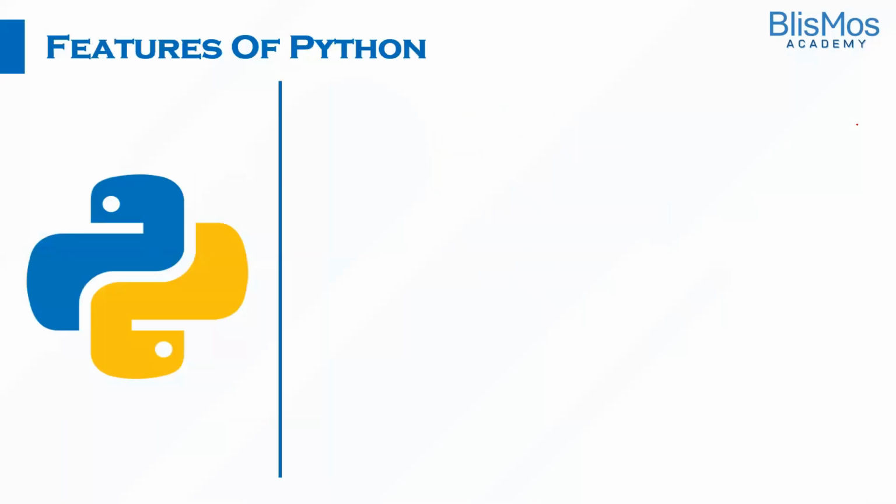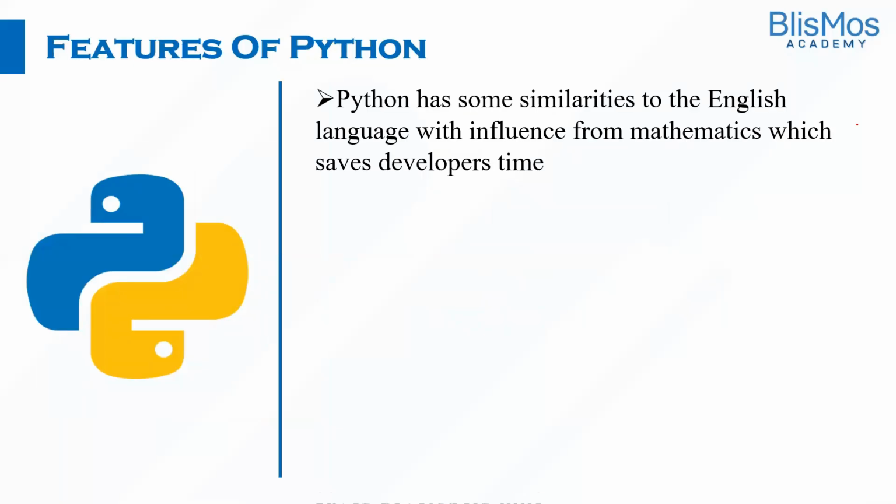What are the features of Python? Python is almost similar to the English language. There is a reason we say that, because if you look at other languages like Java or C or C++, they're very syntactical, and if you just miss a semicolon, the code wouldn't run. But in case of Python, there are a lot of similarities to the English language, and also obviously any programming language has a mathematics influence. Python also has an influence from mathematics.